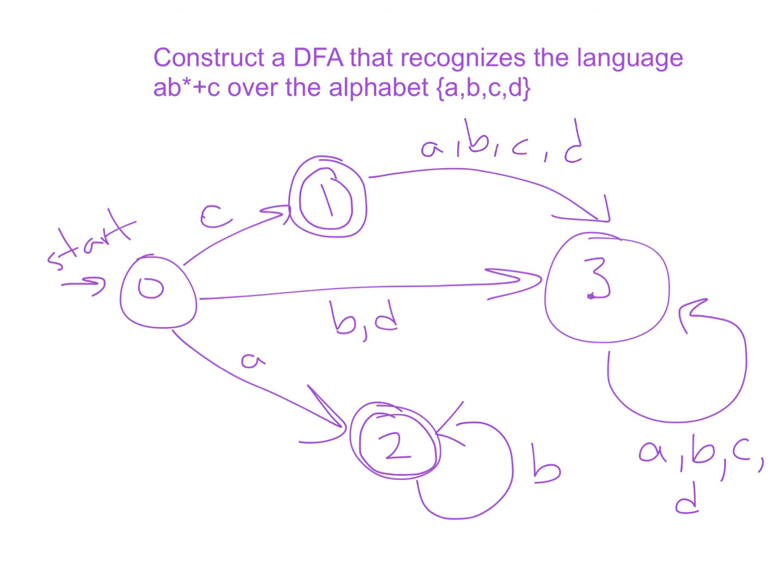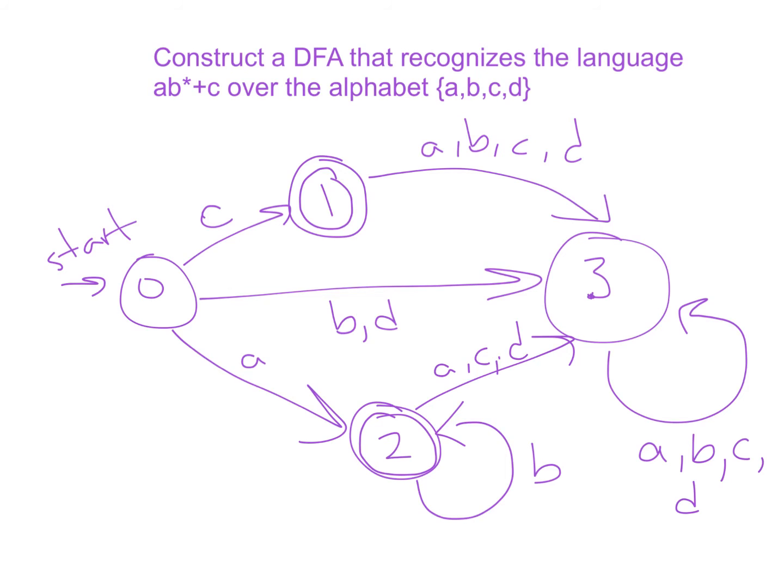So we've got state 0 taken care of. We have out transitions for every letter. State 1 has out transitions for every letter. State 2, if we see a B, we're in good shape. But if we see an A or a C or a D, we need to reject, right?